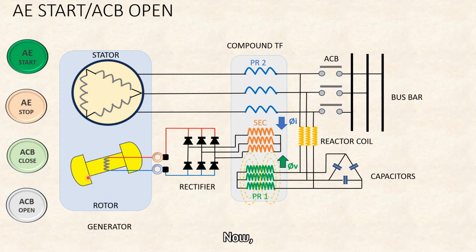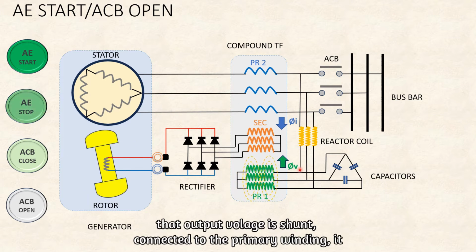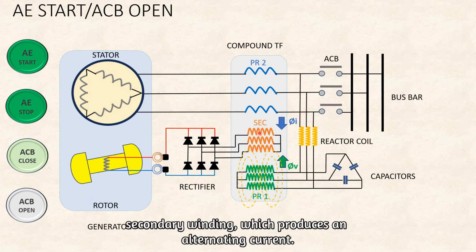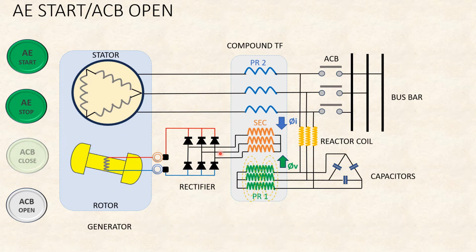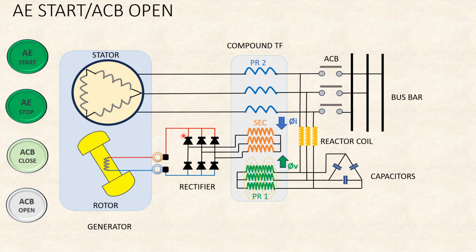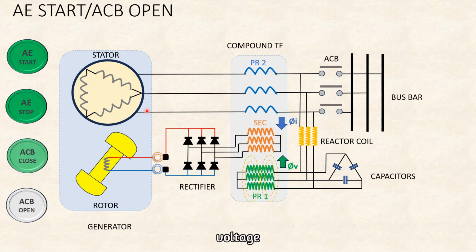Okay, now your alternator is still rotating. Let's say it has produced an EMF because of the residual magnetism, and that output voltage is shunt connected to the primary winding and produces a magnetic field. That cuts the secondary winding, and because of that an EMF is induced on the secondary winding, which produces an alternating current. That alternating current flows through this diode bridge, and through the slip ring it feeds your main rotor to maintain the no load voltage.